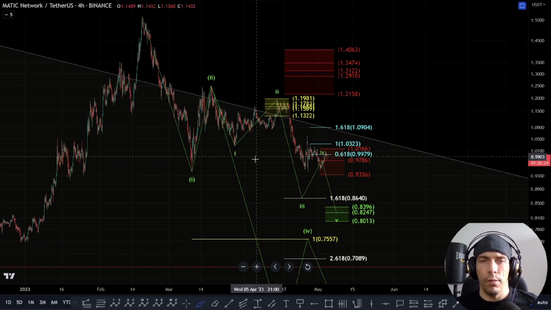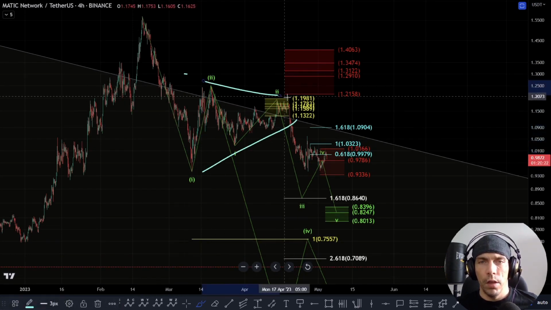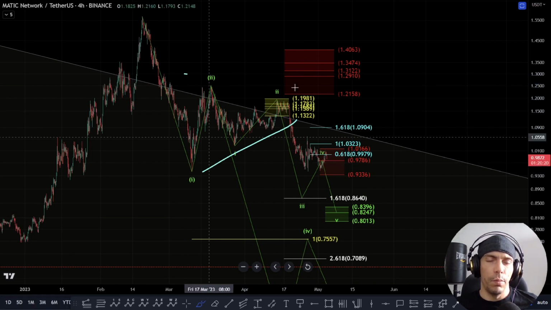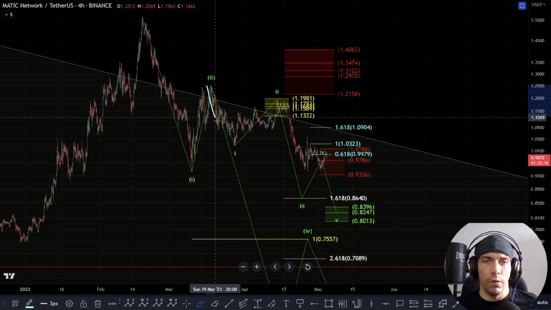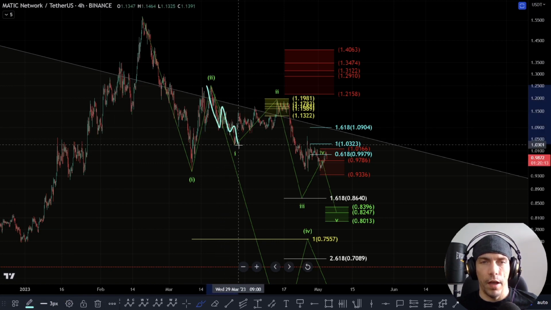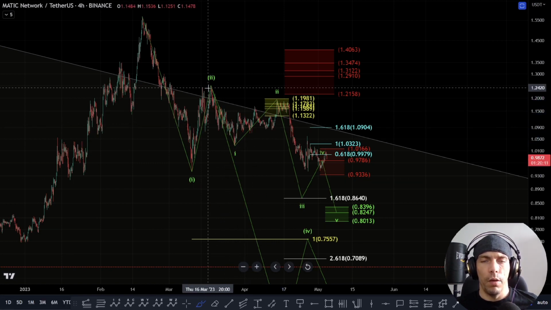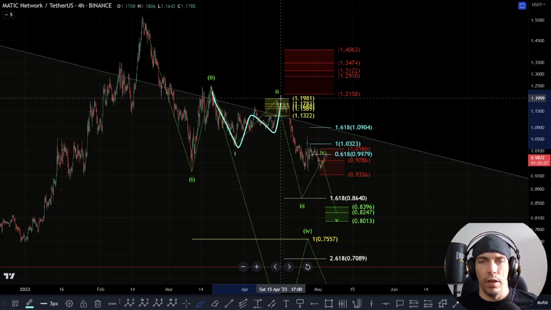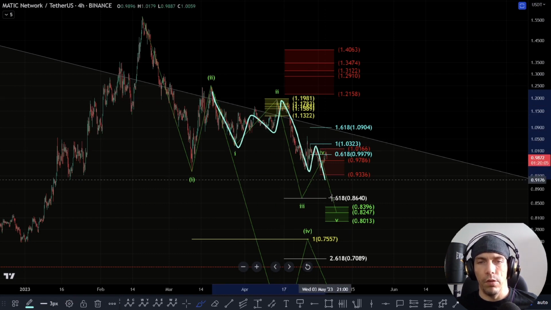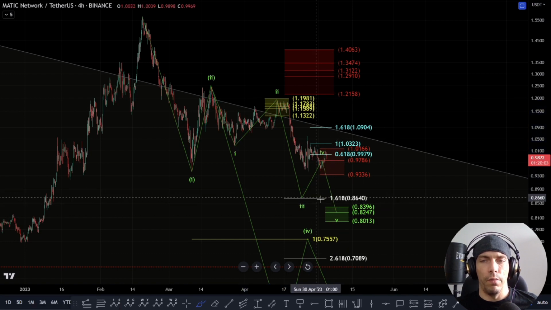Now, the fact is, if we're going to count this as a triangle, we need to be cautious with this, because basically what this would mean is this cannot be a wave two as a triangle. But it is also possible to count this move as a diagonal to the downside here, where we have a contracting diagonal. This is just a complex wave two.